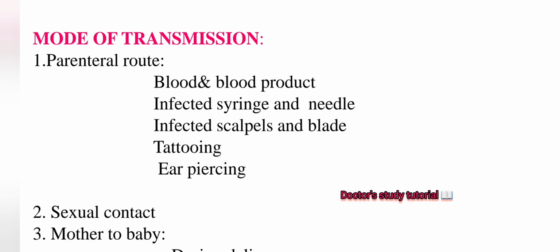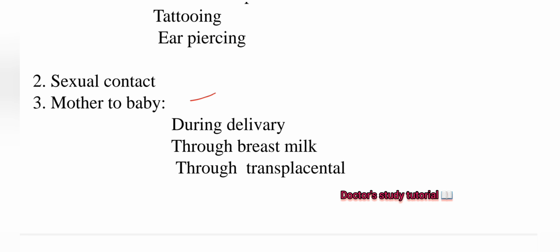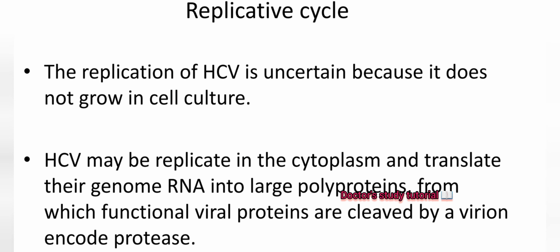The most important written and viva question is the mode of transmission of hepatitis C virus. It is transmitted through the parenteral route, sexual contact and mother to baby. In the parenteral route: blood and blood products, infected syringes or needles, infected scalpels and blades, tattooing, ear piercing. And mother to baby: during delivery, through breastfeeding and transplacentally.